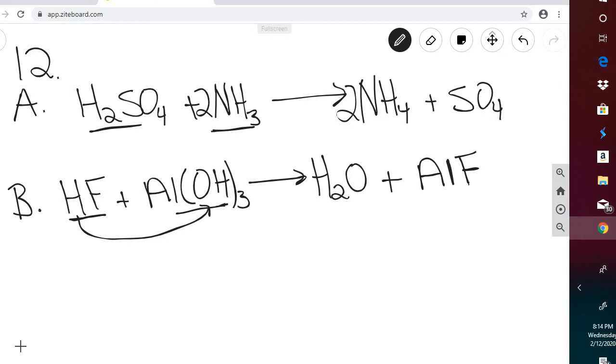So aluminum's charge is +3. Fluorine's charge is -1. So we switch those charges. So the 3 comes over here with the fluorine. Okay, now we can balance it. So if we put a 3 here, that fixes our fluorines. The aluminums are okay. Hydrogens, we have 3 + 3, that's 6. So if we put a 3 here, that's 6 hydrogens there, and then we have 3 oxygens and we have 3 oxygens. So that is balanced.